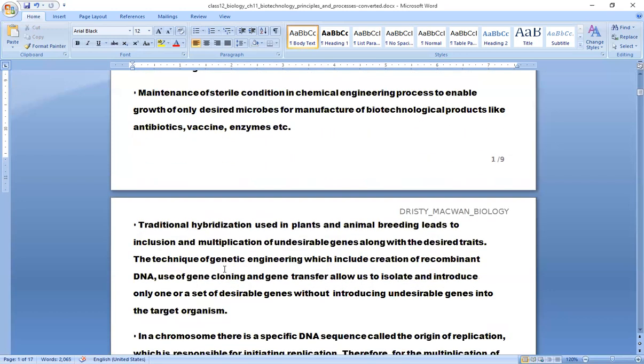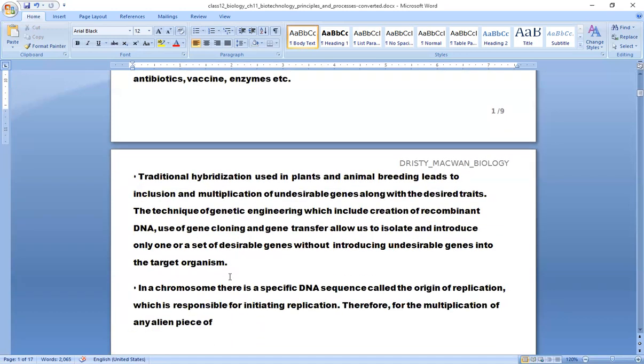So the traditional hybridization used in plant and animal breeding leads to inclusion and multiplication of undesirable genes along with the desired traits. So here what happens? Traditional hybridization means the fusion of two different types of genes, right? So here plant and animal breeding is carried out. It is saying the breeding of two different types of animals and the breeding of two different types of plants, right? That type of hybridization was said to be the traditional hybridization, right?